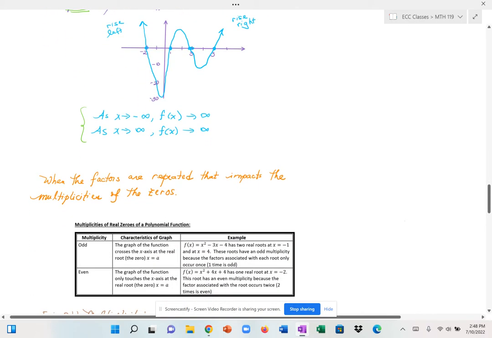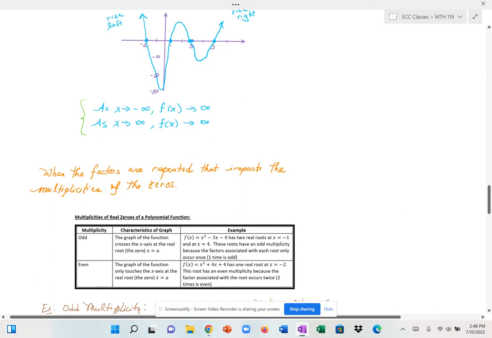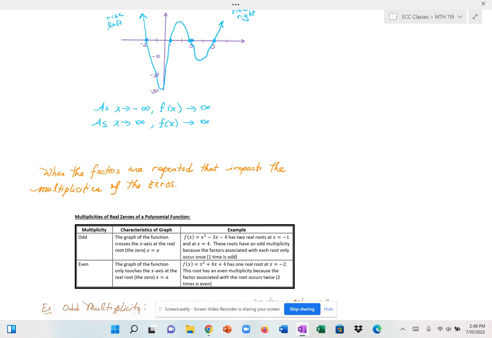So when the factors are repeated, that also impacts something called the multiplicities of the zeros, which affects the graph. And this, we haven't seen any examples like this just yet. So this chart summarizes it for you, but then I'll show you some examples.